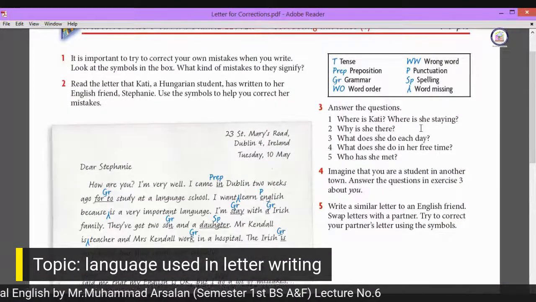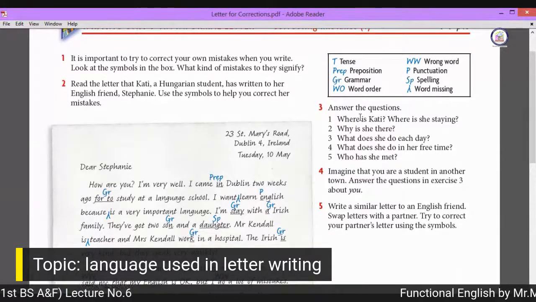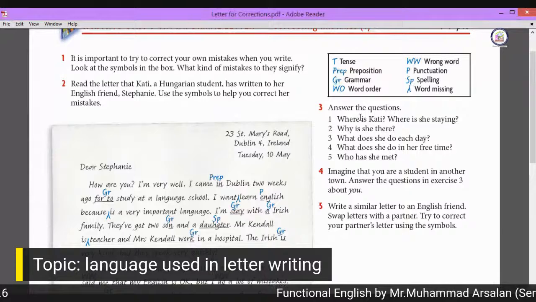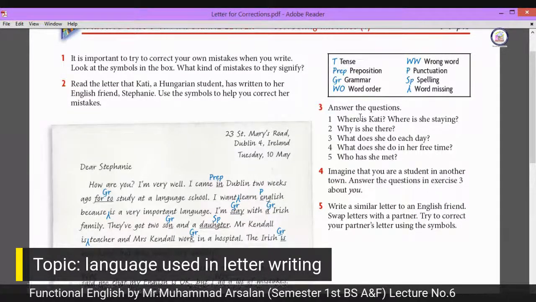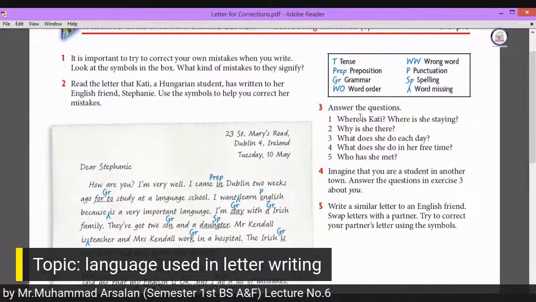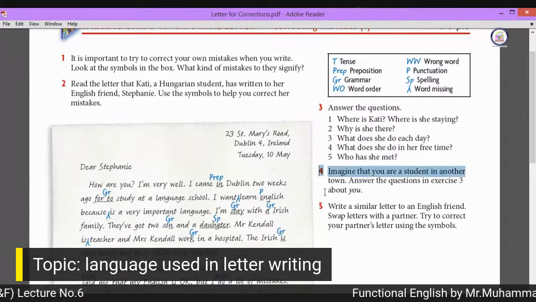Some quick questions. Answer these questions. Where is Caddy? Where is she staying? Why is she there? What does she do each day? What does she do in her free time? Who has she met? And that is kind of practice that you should be doing.